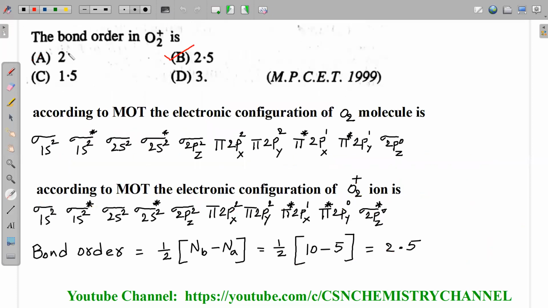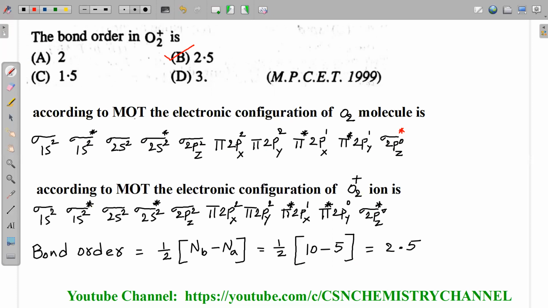Next question. Very important model. The bond order in O2 plus is... According to molecular orbital theory, we can write the electronic configuration for O2 molecule as sigma 1s2, sigma star 1s2, sigma 2s2, sigma star 2s2, sigma 2pz2, pi 2px2, pi 2py2, pi star 2px1, pi star 2py1, sigma star 2pz0, because here sigma 2pz2 is taken, so that's why here we have to write sigma star 2pz0.